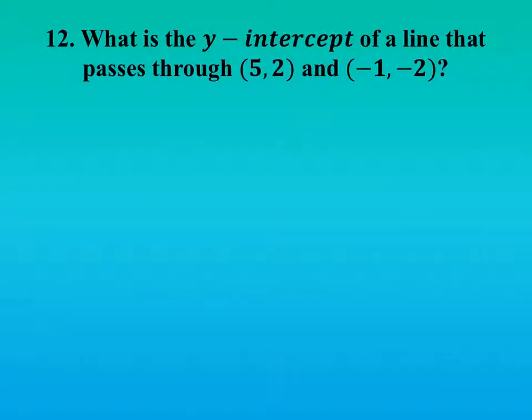Okay, you need a lot of room for number 12. Number 12 is a tricky one. It says, what is the y-intercept of a line that passes through these 2 points? Well, anytime you see 2 points, the first thing that should pop in your head is, oh, I'm going to have to use my slope formula.